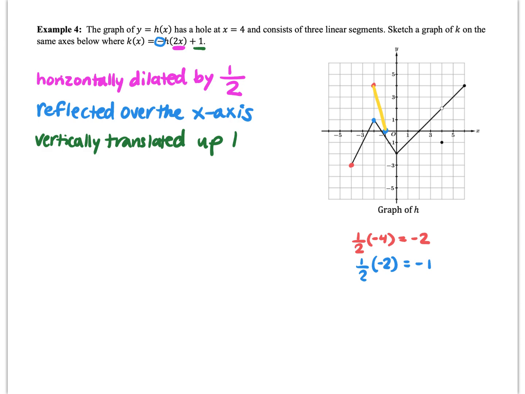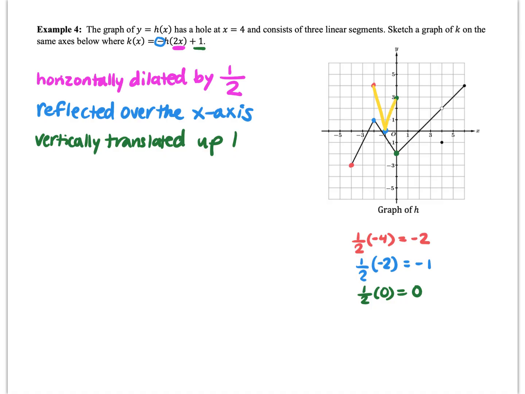Let's move on to this point right here. It's at a 0 for the x value, and when we take half of 0, it's still 0. So our x stays the same, but we have to reflect again over the x-axis. So 2 below becomes 2 above, and then translate up 1. So that gets me right there. I'm going to erase my guiding dot, and now I have the next segment of the graph.